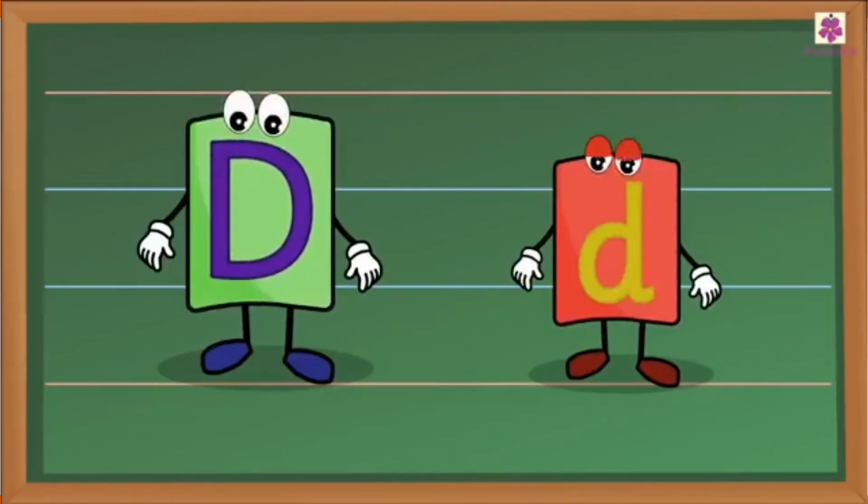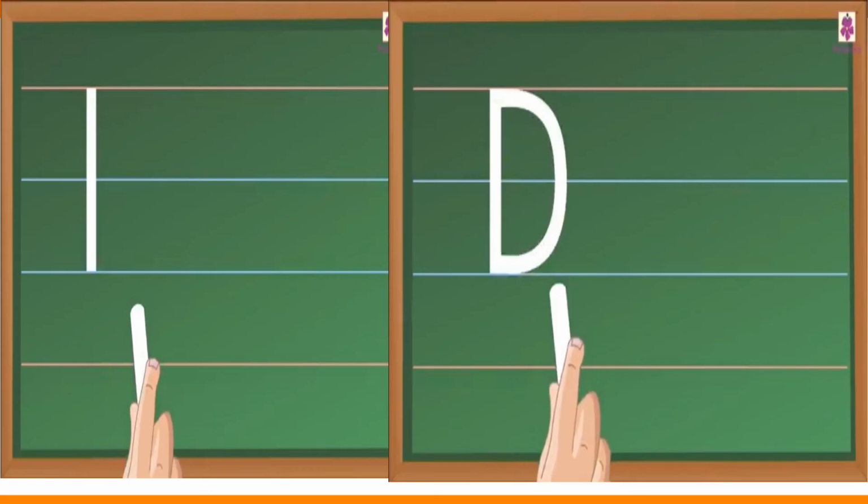Now the next is letter D. Capital D and small d. Okay, we will write D very easy. We will start from the top and we will draw a standing line down, and go again to the top. After this we will go again to the top and we will draw a curve till a bottom.